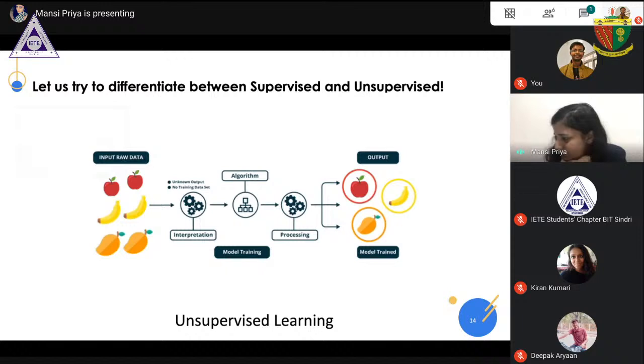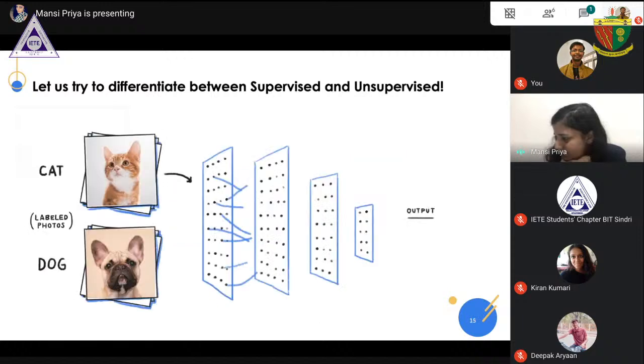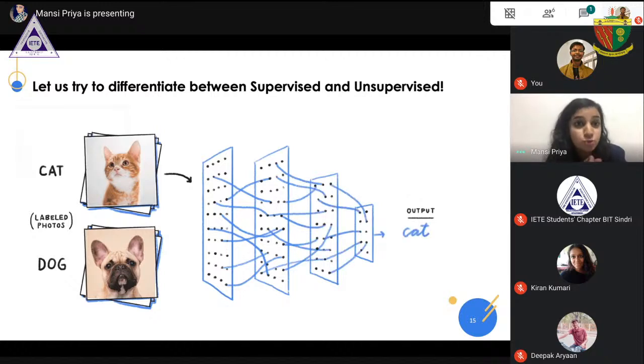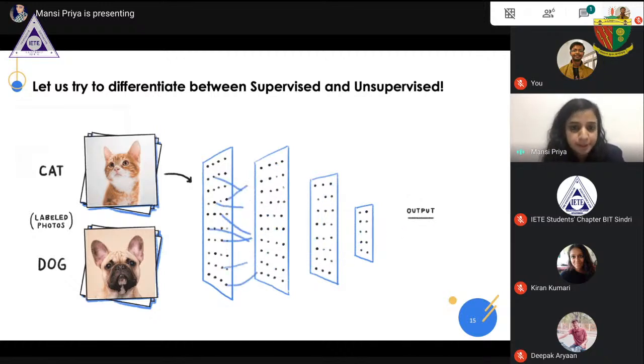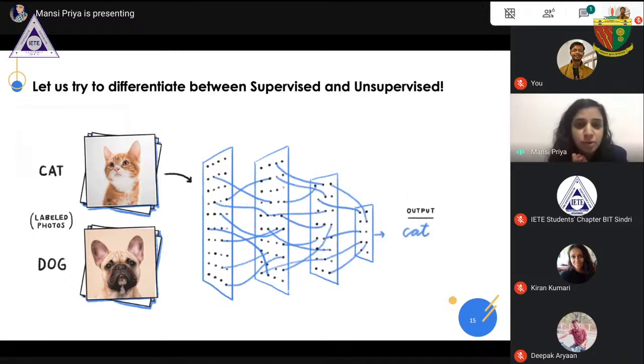I'll ask one more question now. Let us take this scenario. Here we have images of cats and dogs, and these are labeled whether the image is of a cat or a dog. When it is trained, it then gives an output when we give it an image. When we give an image of a cat, it is able to predict whether it is a cat or a dog. So what do you think, is this supervised learning or unsupervised learning? You can write your answers again in the chat box section.